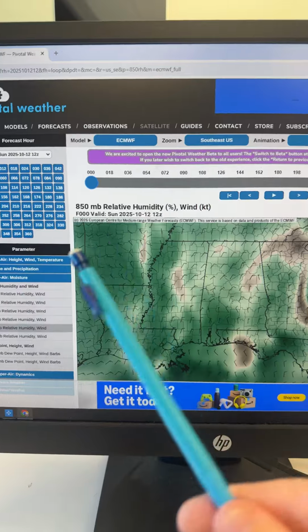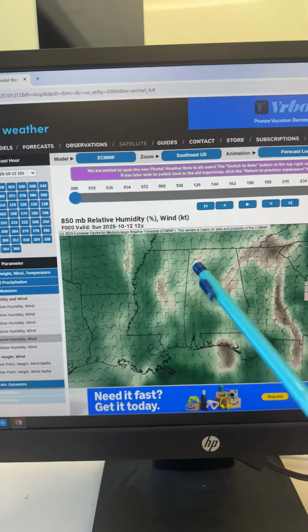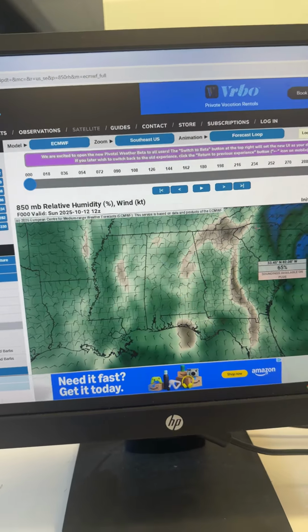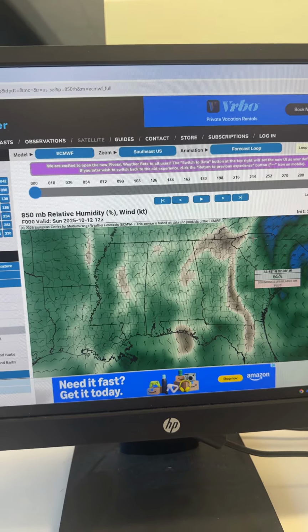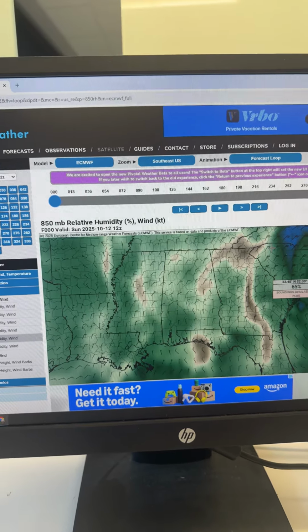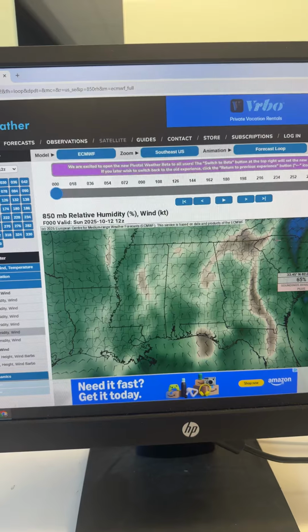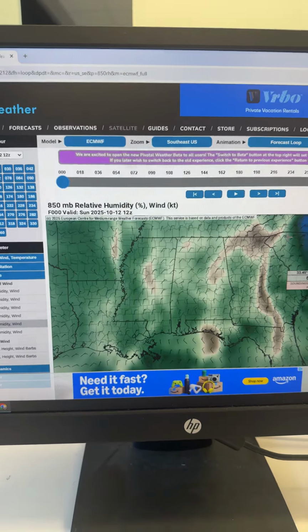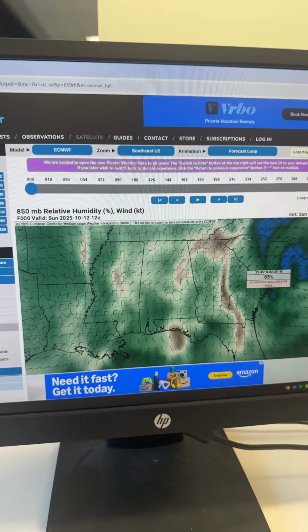Next up is the 850 millibar chart, and this looks at humidity. So we're trying to find humidity and moisture advection, and that'll be a good indicator to see if we've got moisture in the atmosphere to support some storms, or if we're going to be in a dry pattern for a little bit with some drier air.